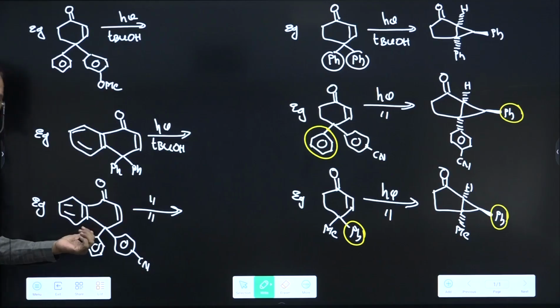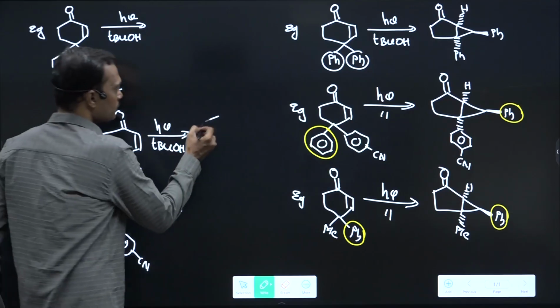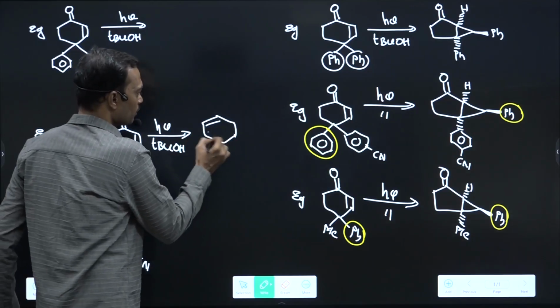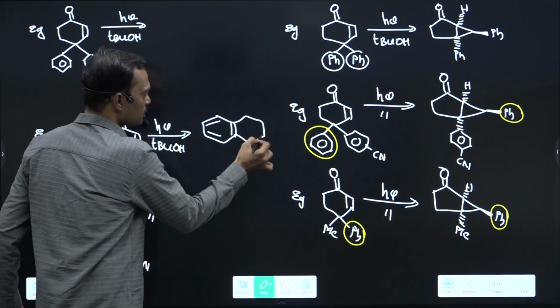So this is also the same, but here now it is a lumiketone, a dienone. Dienone I have given. So see, this is a dienone. On the right side one double bond, on the left side one double bond is there. So at that time, what is your answer? When dienones are given, does aromatic ring formation take place or not?